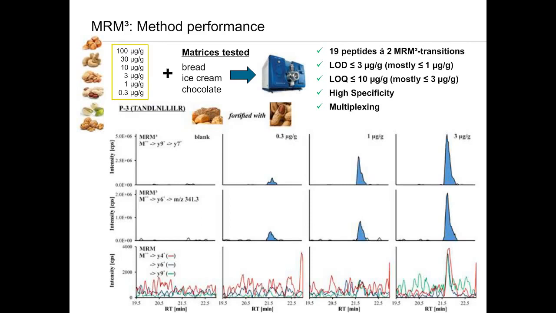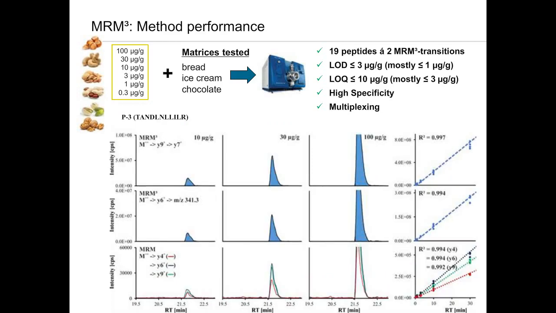So this is just one brief advice: you should not use too small fragment ions in MRM cube. We use this approach also for commercial samples. This is just one example.